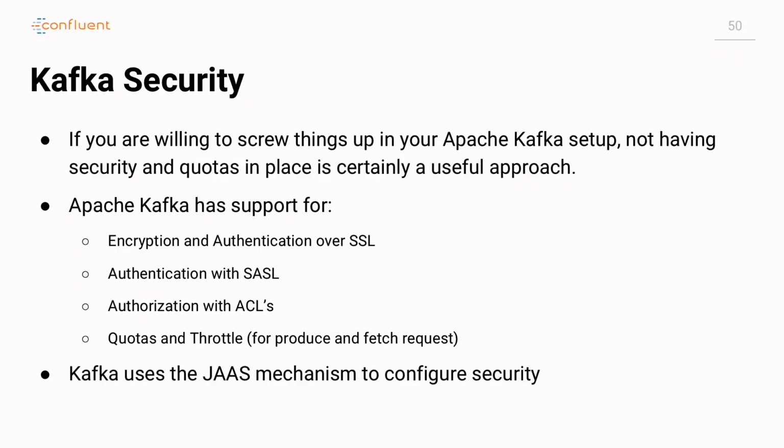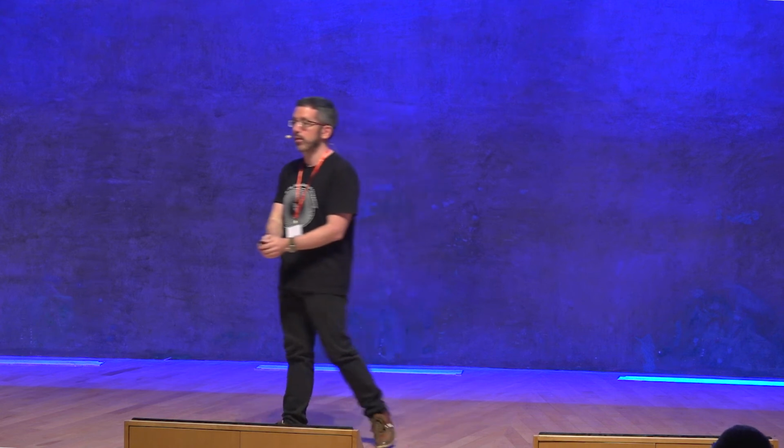In Kafka, you can do encryption as well. You can do SSL for encryption and authentication. You can do authentication with SASL, with lovely things like Kerberos if you're a brave man or girl. You can do authorization with ACLs, and please, quotas and throttle. They help quite a lot.